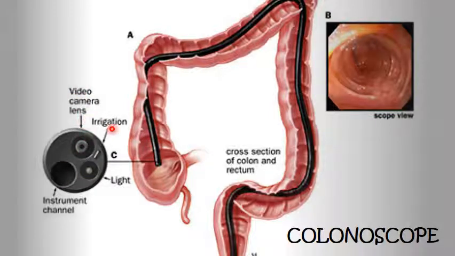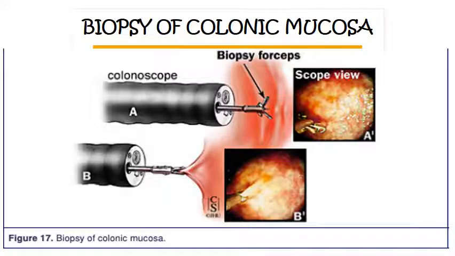Now it is the same actually. The sigmoidoscope has a video camera lens, irrigation section, light, and an instrument channel, but it is longer and it can reach the ileocecal junction, and that's how it looks. The scope view. This slide is about how you can use the instrument channel to take a biopsy of the colonic mucosa.